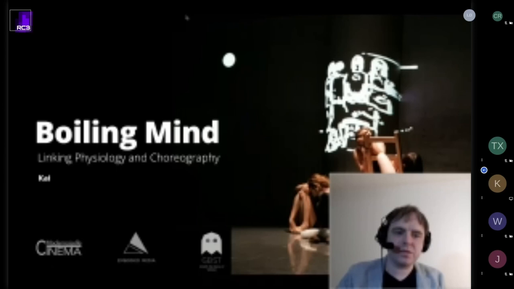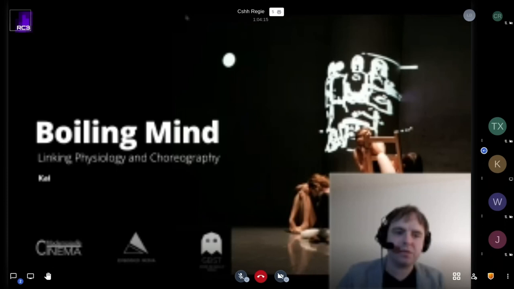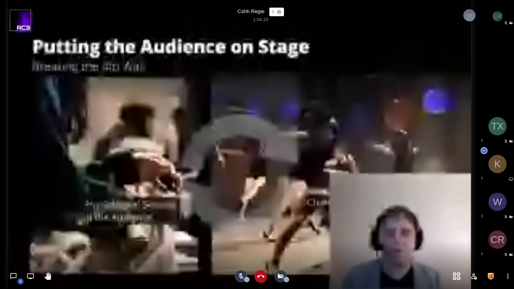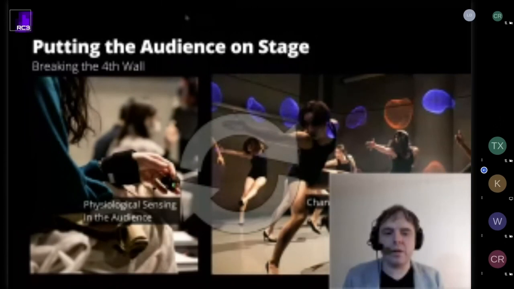And the idea behind this was we wanted to put the audience on a stage. So breaking the fourth wall, trying to use physiological sensing in the audience. And that change then is reflected on stage over the projection, sound, and also audio to influence the dancers and performers, and then of course feed them back again to the audience. So creating an augmented feedback loop.